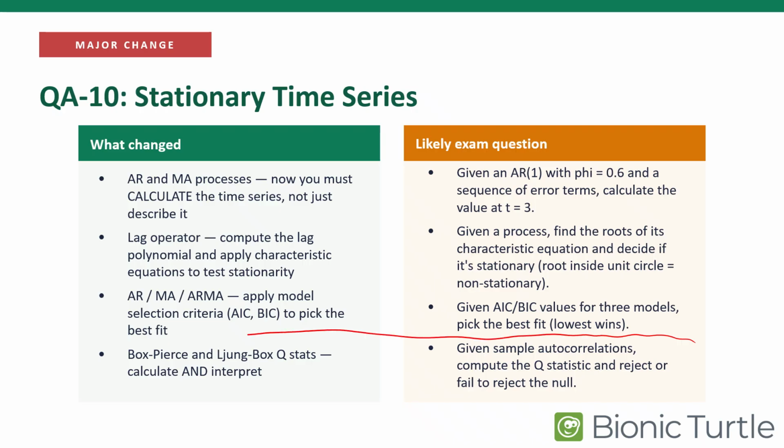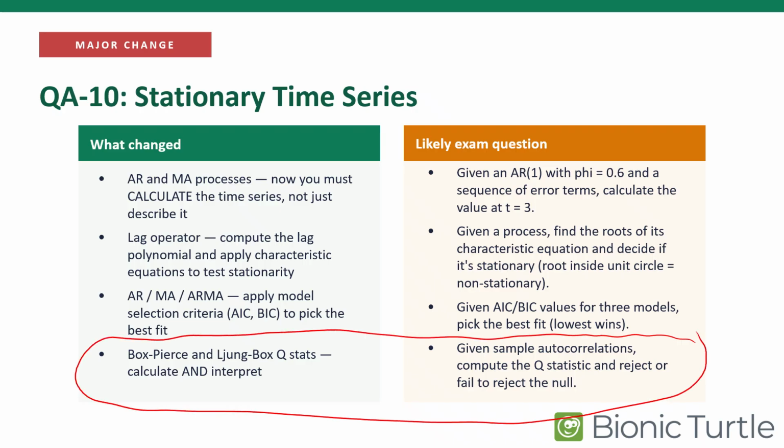Our last change here is to our Q statistics. Historically, we were just asked to describe our two different Q stats tests here, but now they want you to compute them and interpret what the result means for your null hypothesis. So if you're using older study notes here, don't skim chapter 10. We're going to need to know how to compute our Q statistics.